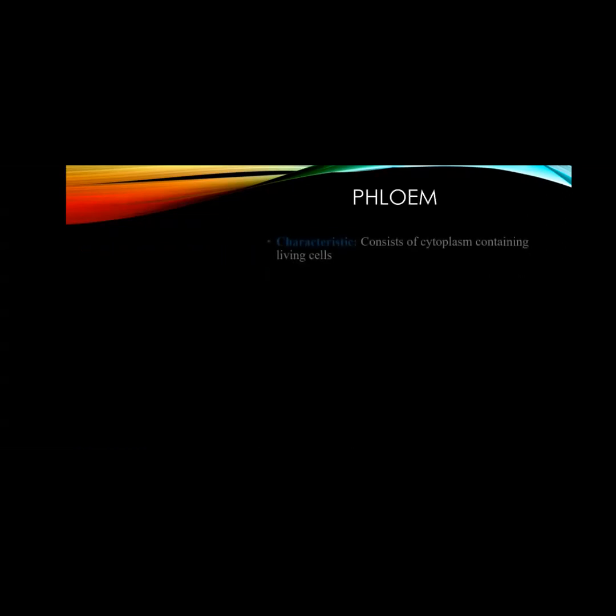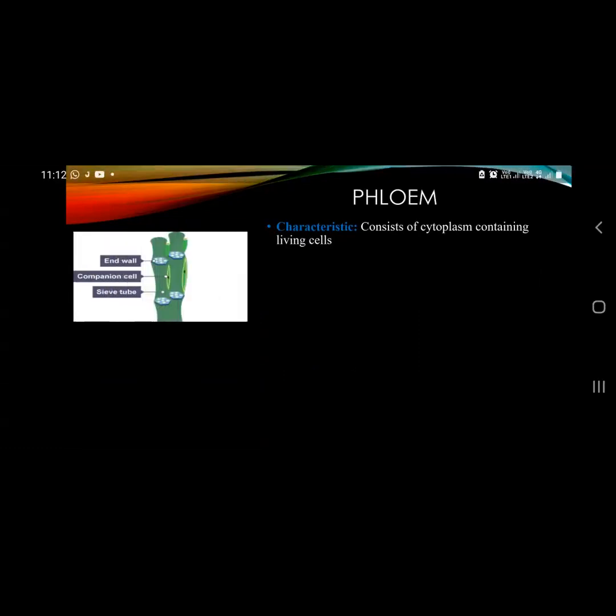The second type is the phloem. It consists of cytoplasm containing living cells. This is how the phloem looks like. Now there are again 4 components of the phloem. First is sieve tube and a companion cell.